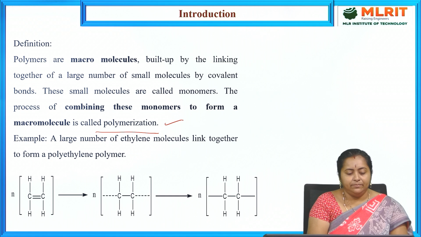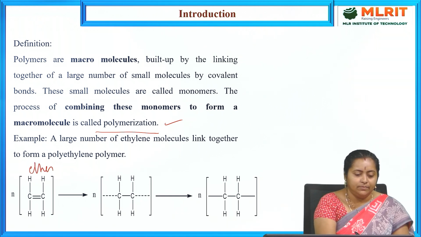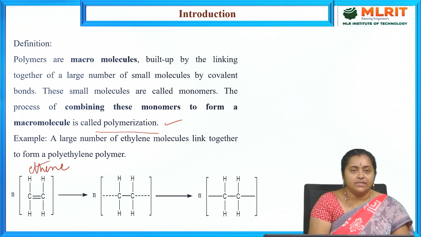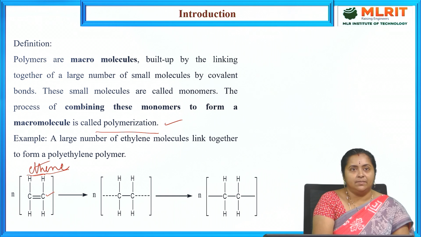Say, for example, I consider ethene or ethylene. It is an example of an alkene. Eth means presence of two carbon atoms, and ene means alkene, that is, presence of a double bond between the two carbon atoms.